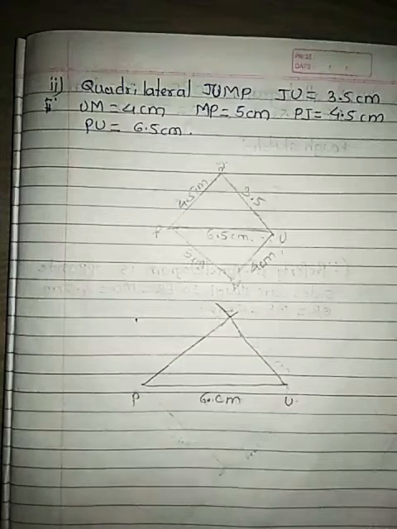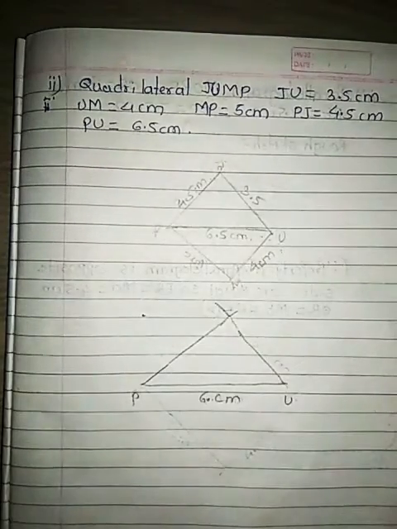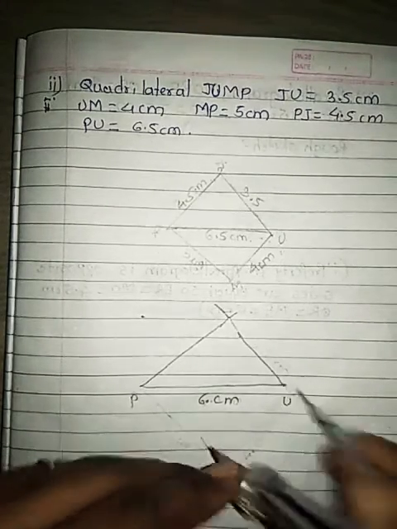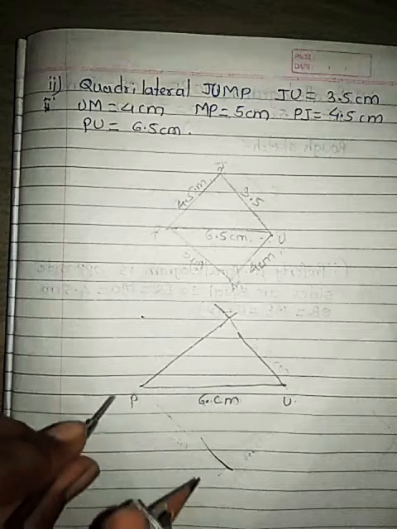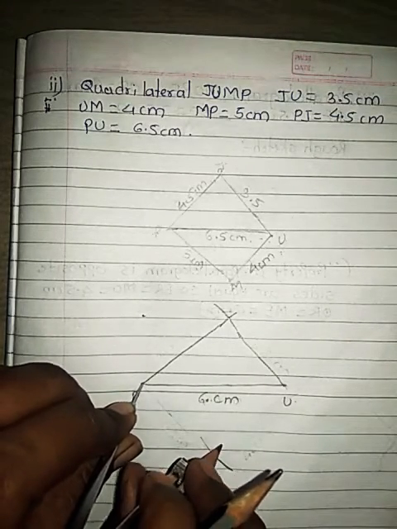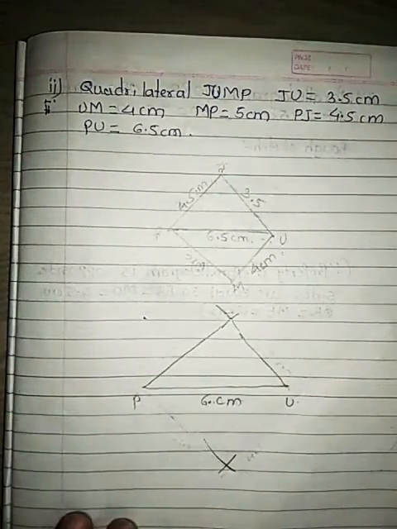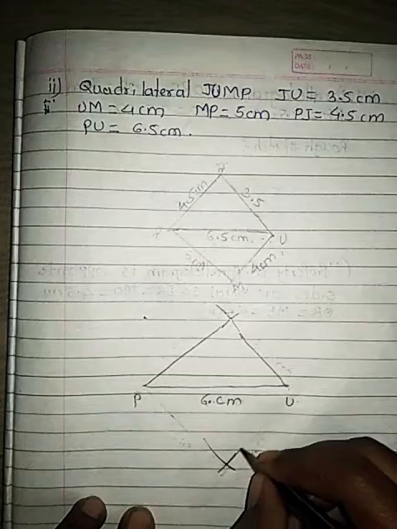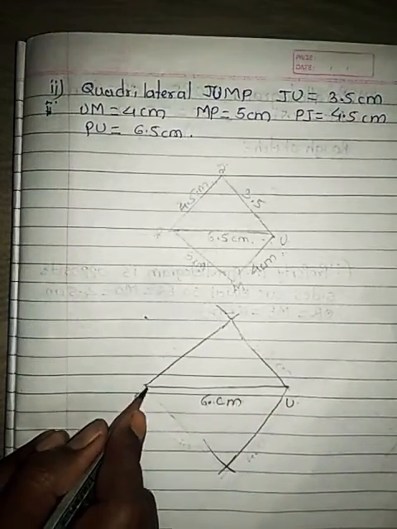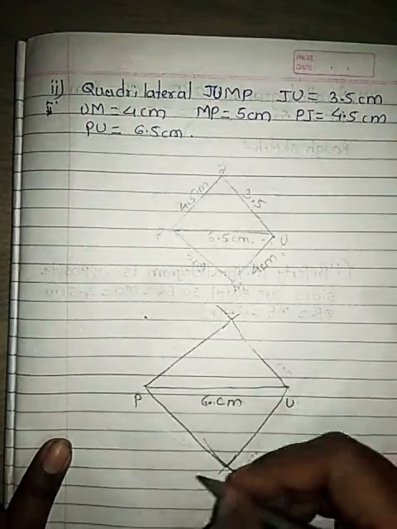Now suppose this is 4 cm. Now this will be UM, 4 centimeter. Then make an arc. Then next, PM. This is 5 centimeter. Suppose this is 5 centimeter, make an arc and join. But see, for the second question I am not taking any measurements with the scale, but you should, and you should draw it with the scale.